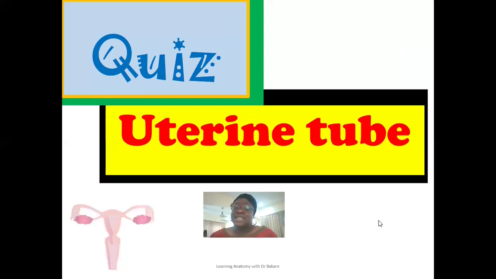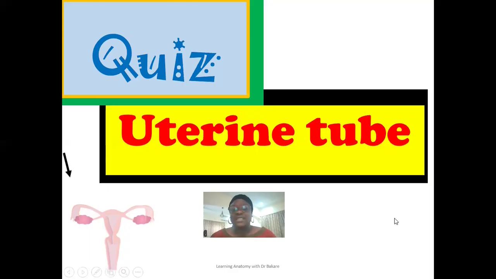Welcome. This is another quiz time. In this section, we will be looking at some structured questions that are related to the uterine tube. This will prepare us for questions related to this region in any examination. Let's use this image by the side to illustrate where the uterine tube is located.